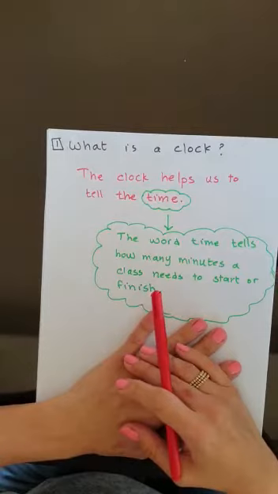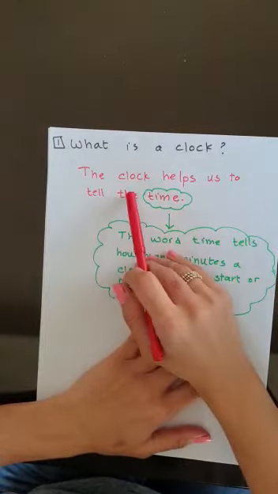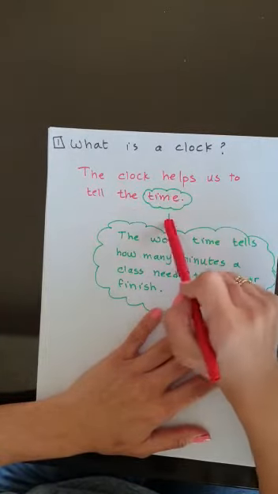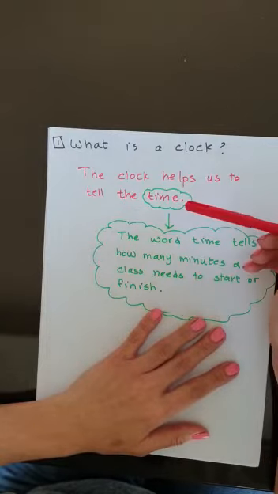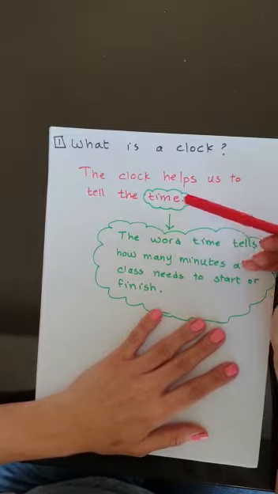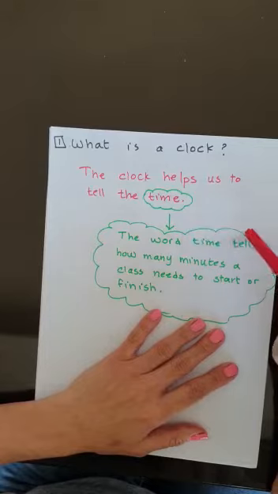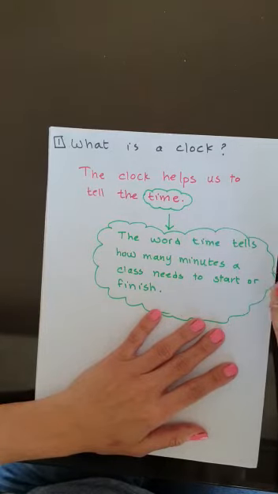What is a clock? The clock helps us to tell the time. But what do you mean by the word time? The word time tells us how many minutes a class needs to start or to finish.